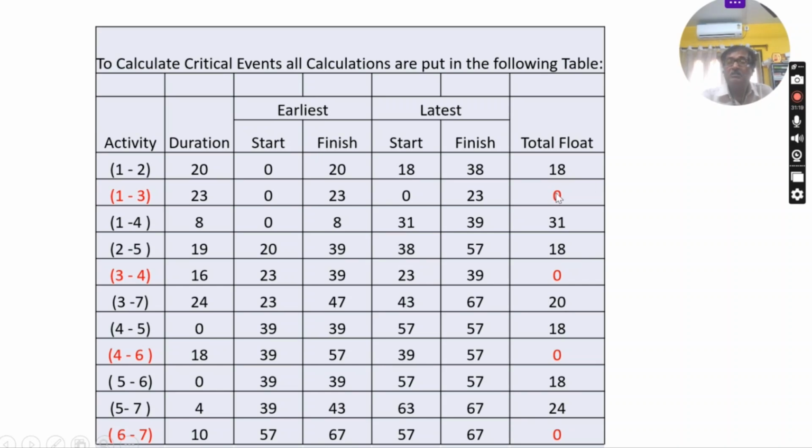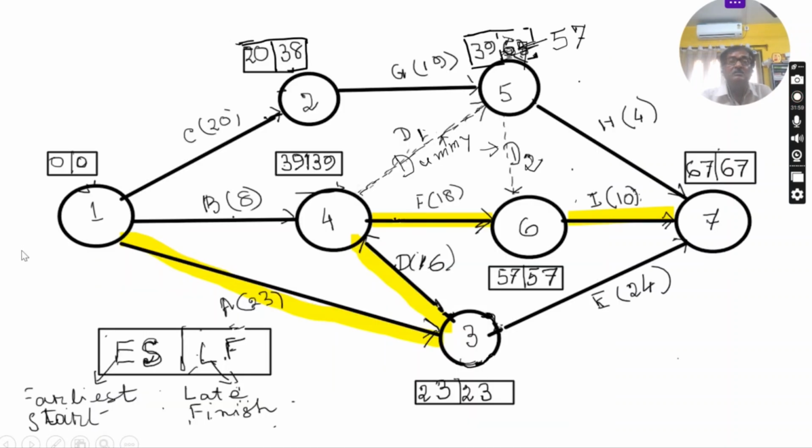Where there is no float, that means there is no slack value, that is the critical activity. In this case I have highlighted it in red. This is the critical activity 1-3 because the float is 0, there is no slack. You cannot delay here. If you delay, it will affect the total completion time of the project. The critical path is 1-3, 3-4, then 4-6, there is no slack, and 6-7. It is highlighted in yellow. This is the critical path.